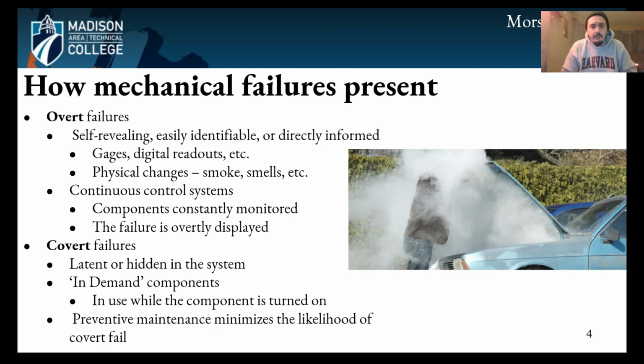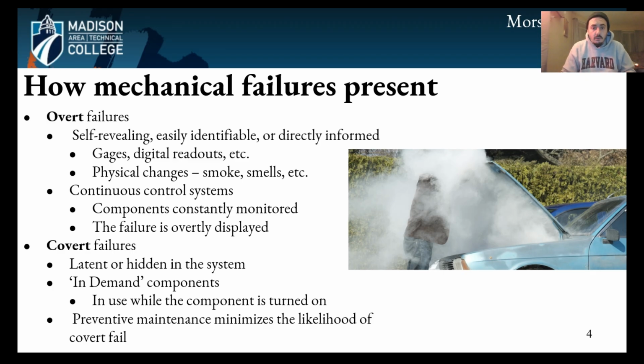So how mechanical failures present themselves. There's overt failures and covert failures. The overt failure is something that's self-revealing, easily identifiable, or directly informed. So you either get the information from a gauge, a digital readout, or something like that. Now this could also include physical changes in the system. So if you smell something, if you see smoke, if you hear a bang or a thud or a big crash or something that's not normally part of the system, this indicates that something went wrong.